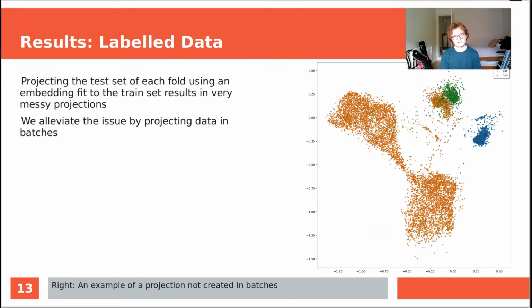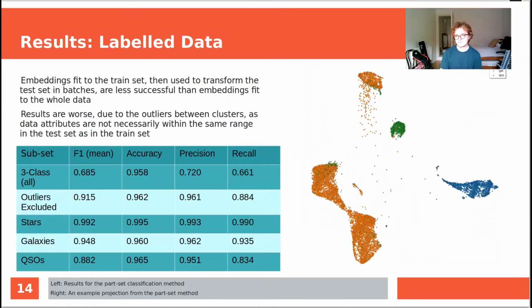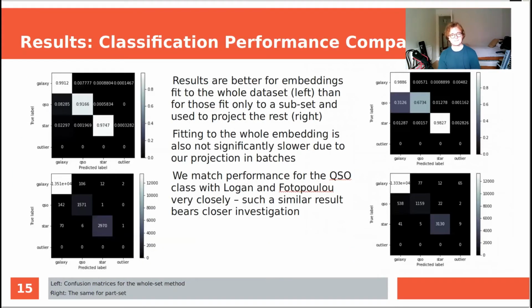We alleviate this issue by transforming the data in batches instead, resulting in embeddings like the one on the right here. The results here aren't as good as when we fit to the whole data. This makes sense. The embedding can't represent as much of the data if it hasn't been presented with as much of the data to be fit to. The strings you see, the outlier points, I believe they're due to points that lie outside of the data ranges in the data that the embedding was initially fit to. In comparison, it's better to essentially fit to the whole data set.